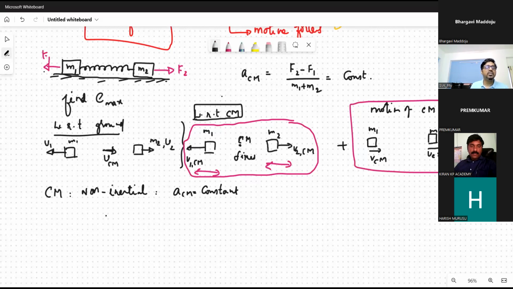Now, with respect to center of mass, if you observe, in addition to F1, which is already there, you will have an extra force, the pseudo force. Pseudo force will be the mass of the observed body times the acceleration of center of mass. Same way, if you look at M2, it is already experiencing F2 force.